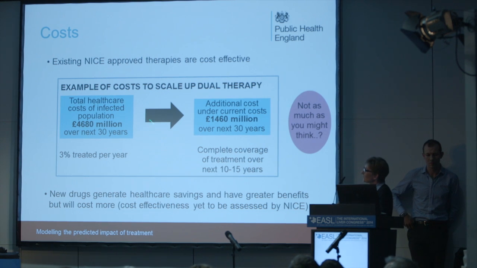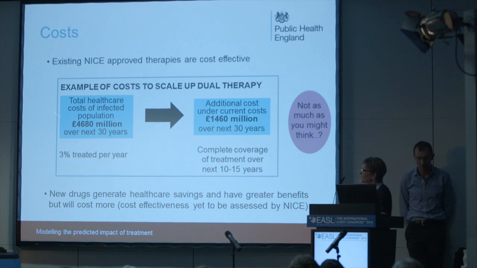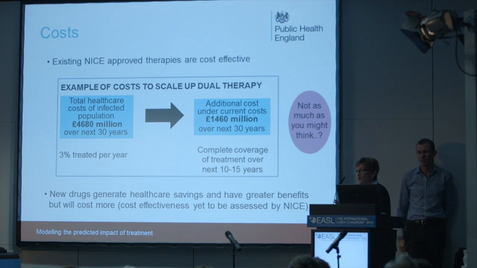It's just an illustrative example, and the same will hold true. Currently, the total healthcare costs of caring for our current chronically infected population comes in at £4,680 million over the next 30 years. And this is based on treating 3% of the chronically infected population per year. That's where we currently stand.